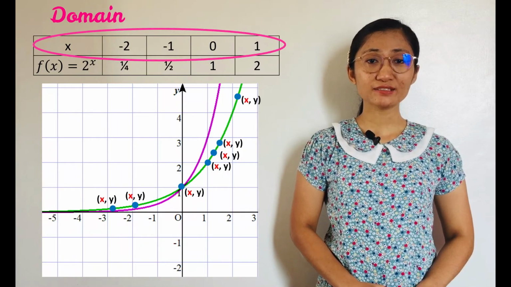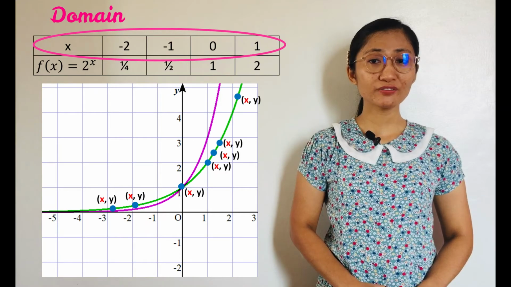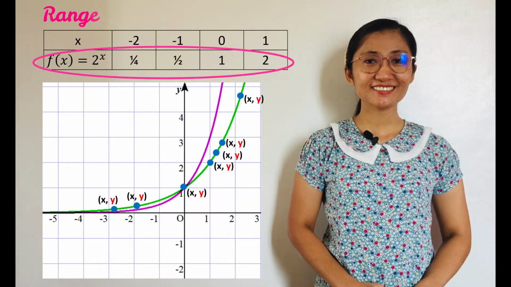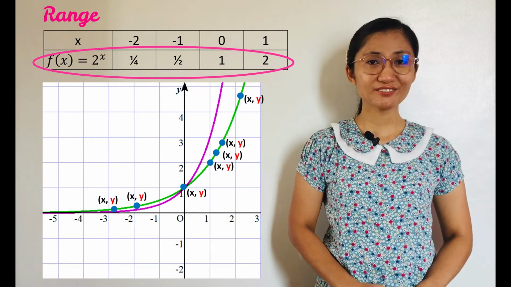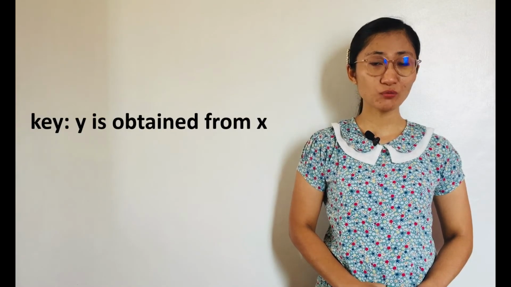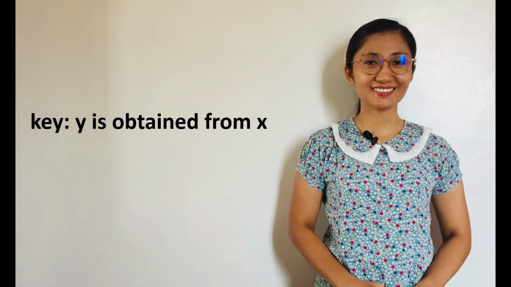Domain is the set of x values or the set of values of the independent variable. On the other hand, range is the set of y values or the set of values of the dependent variable. Since there is a dependence relationship between x and y, it is good to take note that we obtain the values of y from the values of x.